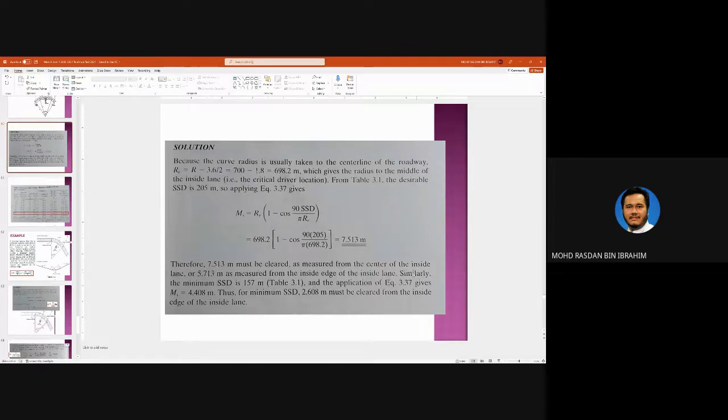Similarly here, the minimum SSD is 157 meters from the table. If you are using this minimum value, then the value of MS is 4.408 meters. Therefore, a minimum of 2.608 must be cleared from the inside edge of the inside lane.